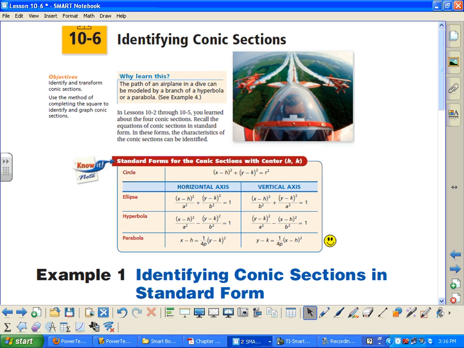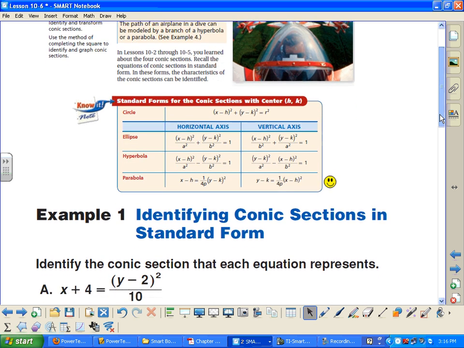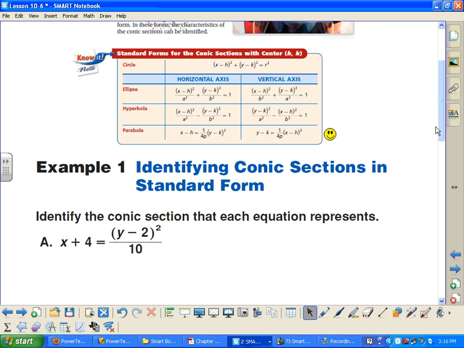And then we have a parabola, which is going to be either x equals or y equals. And still we're using (h, k), and h and k represent, instead of the center, the vertex of the parabola, and that could open either horizontally or vertically. But the easiest way to identify that something is a parabola is the fact that there's only one squared term. x is squared if it's vertical, and y is squared if it's horizontal.